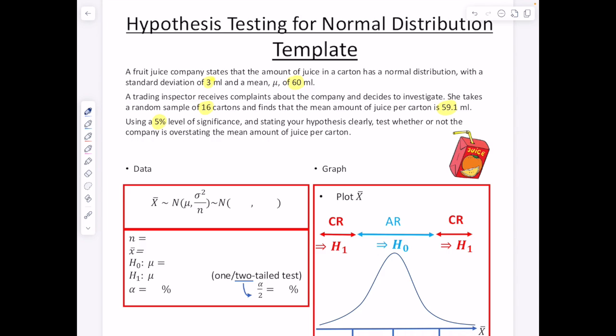A fruit juice company states that the amount of juice in a carton has a normal distribution with a standard deviation of 3. We've seen that 3, we know it goes in this box here. And a mean of 60. Here's our mean, and our mean also goes up here.